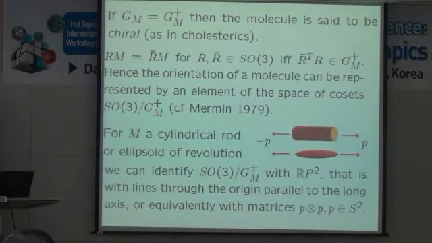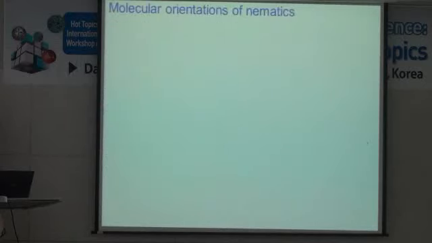So for example, if you had a cylindrical rod or an ellipsoid of revolution, then you can do a little calculation and identify this space of cosets with RP2, that's the real projective plane, which is the same as the set of lines through the origin, or equivalently pairs of antipodal unit vectors. That was the way that Peter described it. So in the case of molecules that look like this, and the ones we seem to have do look like this, it seems to me, then indeed RP2 is the right sort of microscopic variable to use.